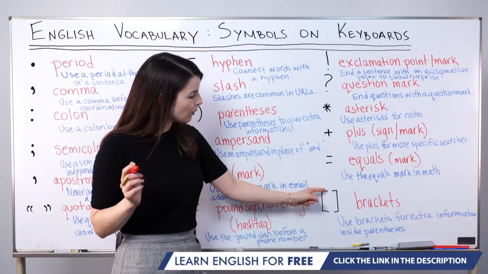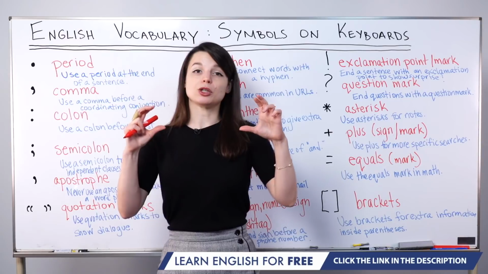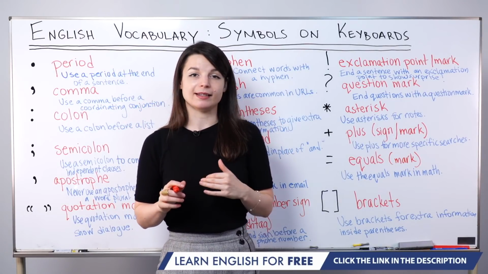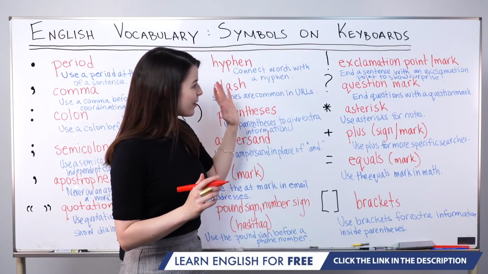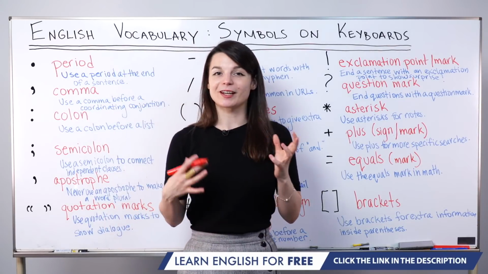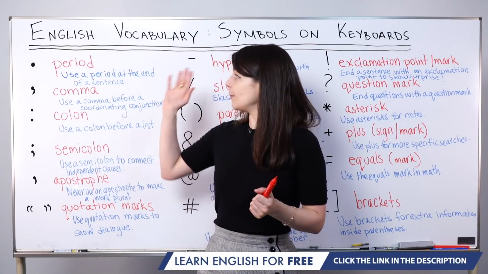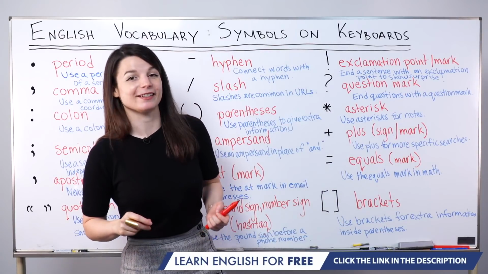Brackets. So again, we have this open bracket and a closed bracket. We need to use these in pairs. So brackets go inside parentheses. This is one way to use this. Okay, so this is an introduction to some, I think, very useful everyday vocabulary. These are all very common, fairly common. Maybe this is the least common, as I said.